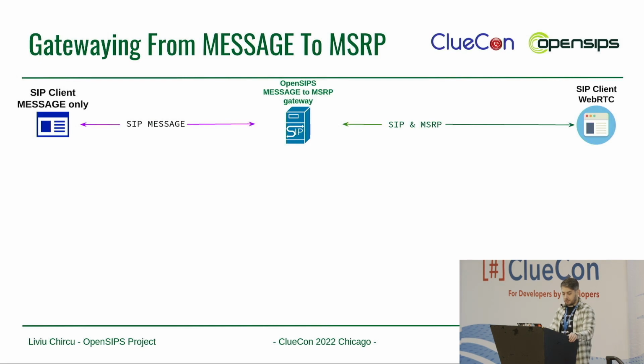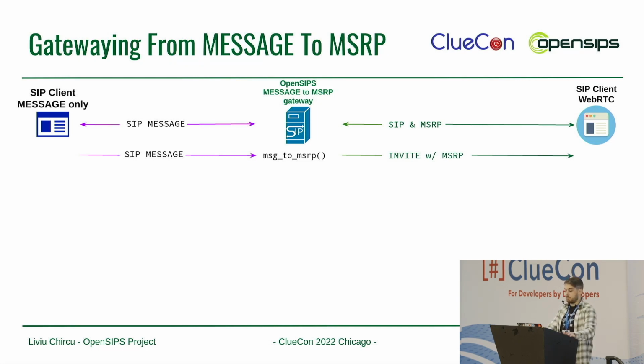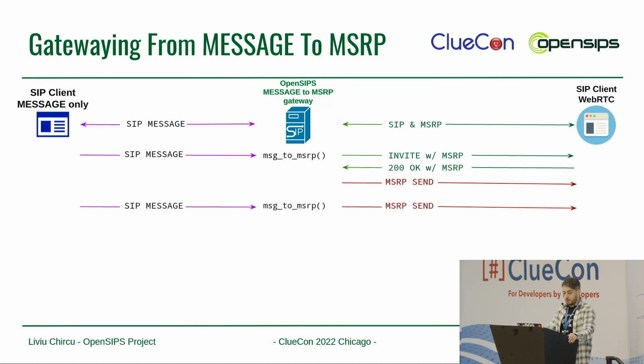Let's see how a flow would look. Let's say these clients send us a simple message which needs to be converted into a session. It's an interesting problem. So when we get this message into the script, we invoke this message to MSRP function, which opens up a session on the other side that is being internally managed by OpenSIPS, such that when they send more messages, it's transparently being pushed.